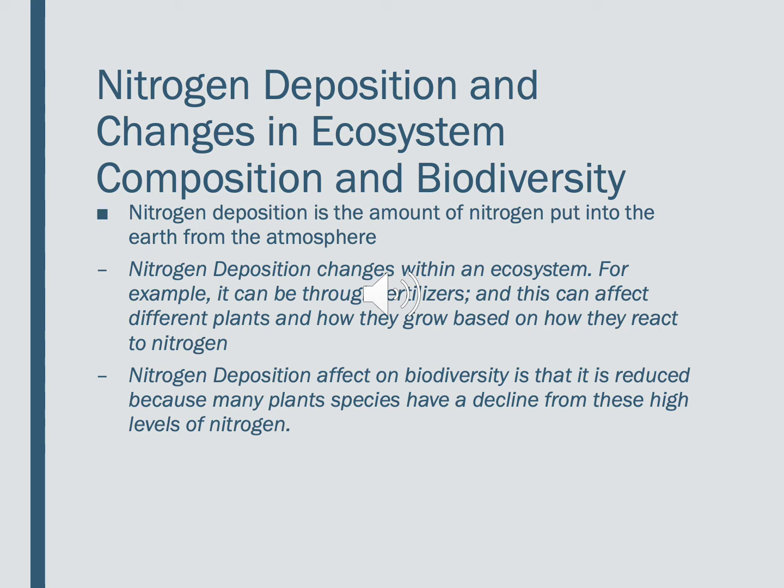Nitrogen deposition is the amount of nitrogen put into the earth from the atmosphere. Nitrogen deposition changes within an ecosystem. For example, it can be through fertilizers. And this can affect different plants and how they grow based on how they react to nitrogen. The nitrogen deposition effect on biodiversity is that it is reduced because many plant species decline from these high levels of nitrogen.